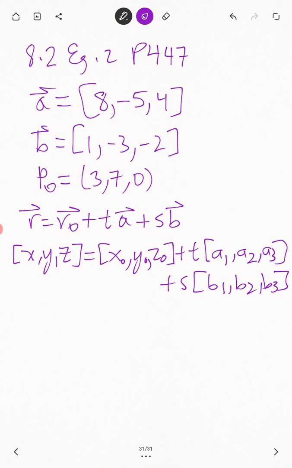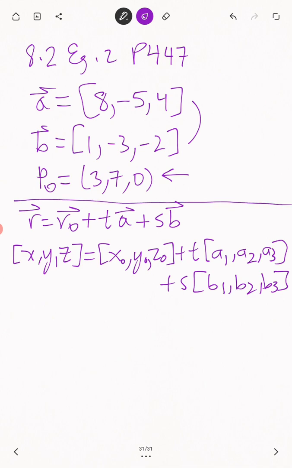So this is example 2 in section 8.2 on page 447, and I'm just going to go through it with you. I've written down some of the givens here. We are asked to consider the plane with these two direction vectors, A and B, and through the point P0, or P0, whatever you want to call it.